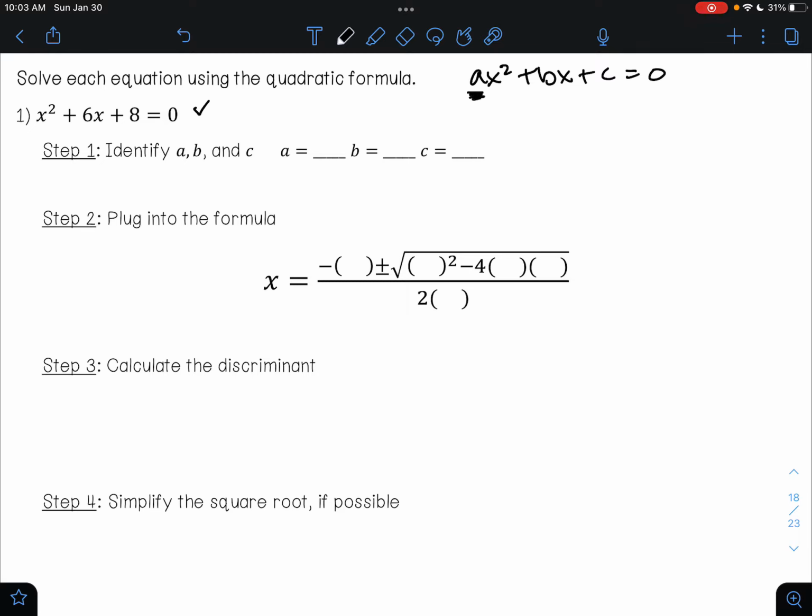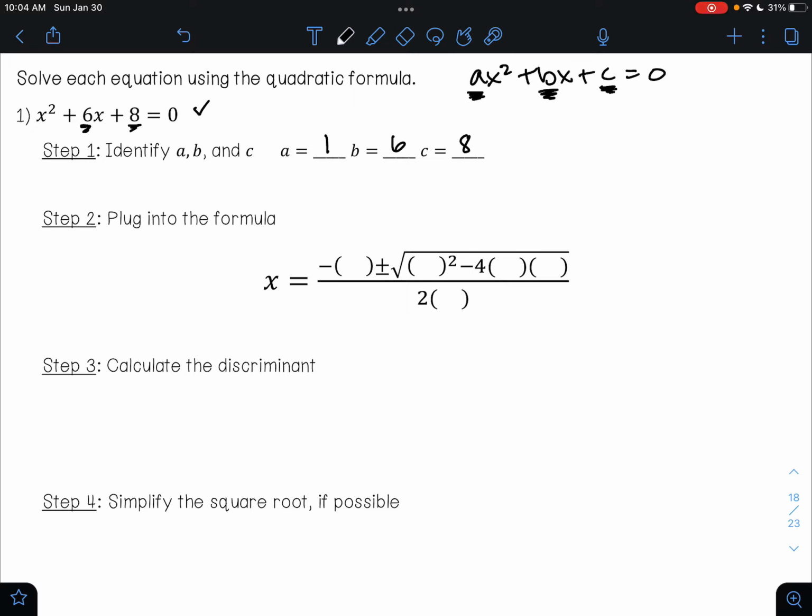A is the coefficient of x squared. In this problem, the coefficient of x squared is 1. B is the coefficient in front of x. In this problem, that is 6. And C is your constant. In this problem, that is 8.